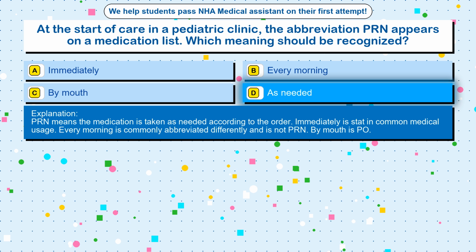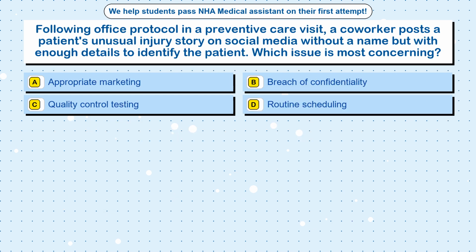PRN means the medication is taken as needed according to the order. Immediately is stat in common medical usage. Every morning is commonly abbreviated differently and is not PRN. By mouth is PO.